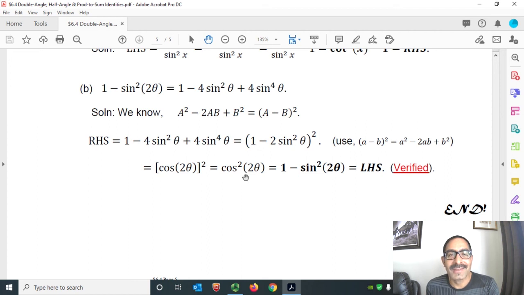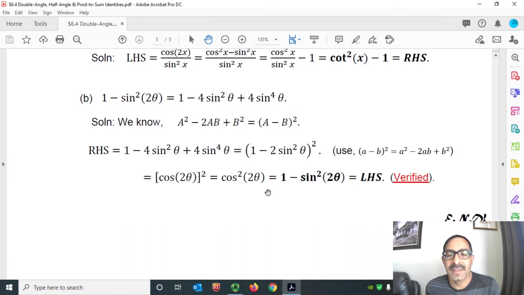And again we have this formula here. This is simply the Pythagorean identity. We know sine square x plus cosine square x equals 1. So take sine square x to the right side. This gives you cosine square x equals 1 minus sine square x. By the way, here x equals 2 theta. So we have cosine square 2 theta equals 1 minus sine square of 2 theta. And that's the left hand side. We verified this trig identity. Great. So we finished this section 6.4. Thank you.